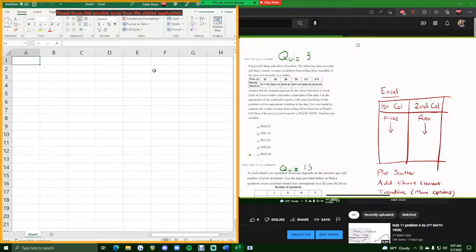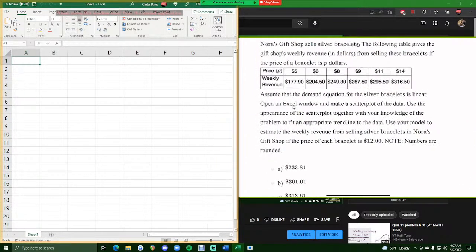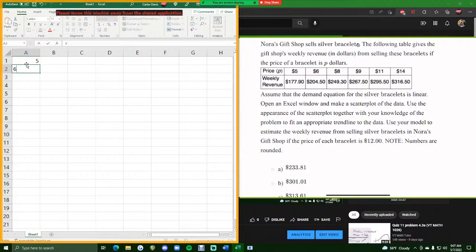Sorry. All right, so what they're asking is price and revenue. They're giving us price and revenue values. They say use a scatter plot and create an appropriate trend line for the data. Okay, so we're going to plug in these values first. In the first column, we want the price value. So 5, 6, 8, 9, 11, and 14. In the second column, we want the weekly revenue. So 177.9, 204.5, 249.3, and so on.